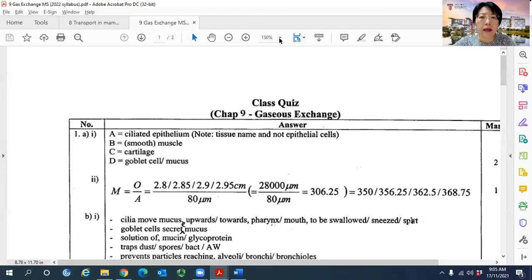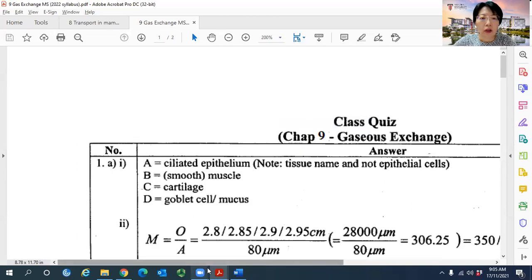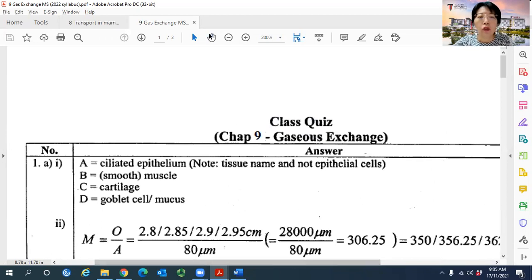A is endothelium. Okay. Do you need to write ciliated? No need to write ciliated. So as long as you've got endothelium, no need ciliated. B is smooth muscle. So as long as you got a muscle, you get the mark. B is smooth muscle. C is cartilage.